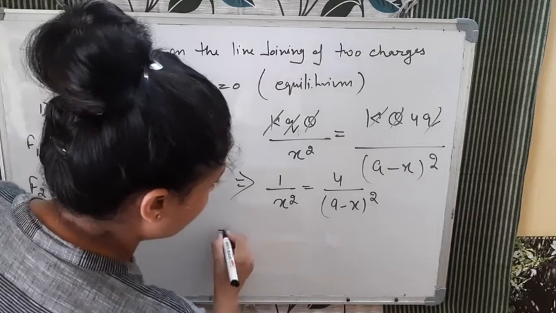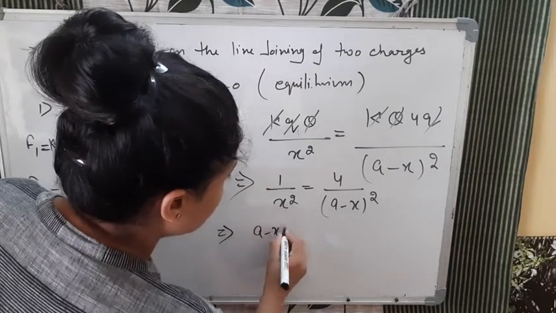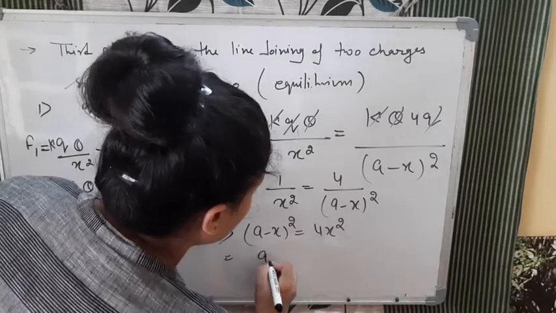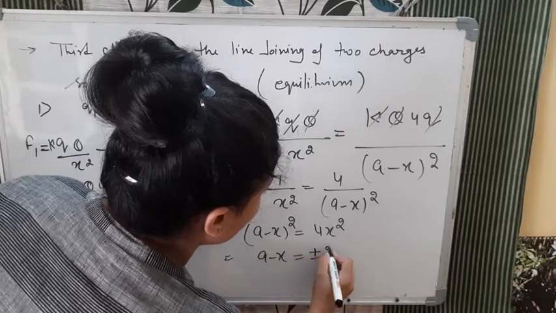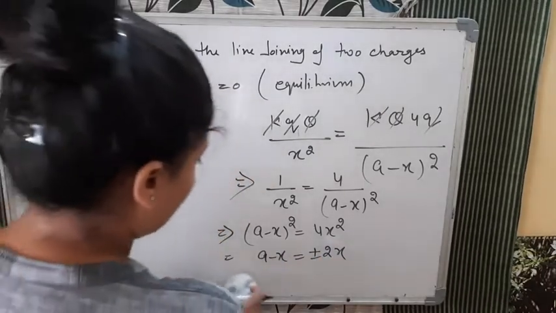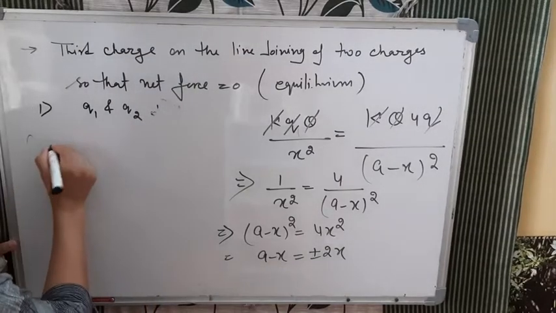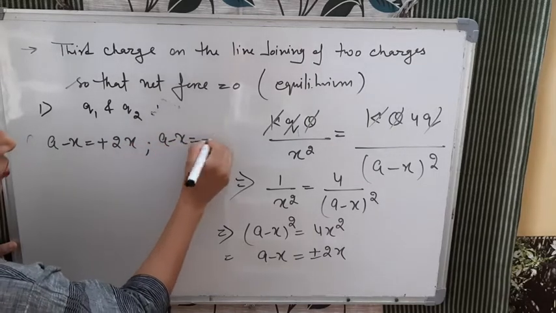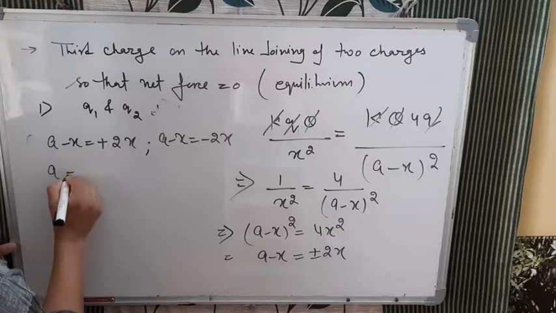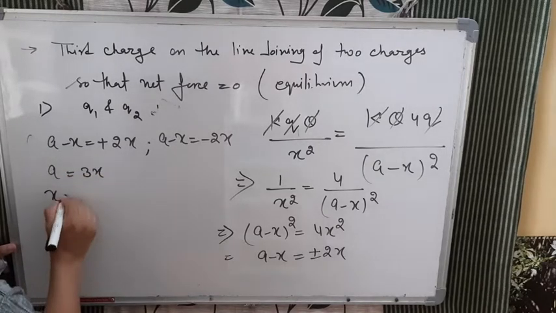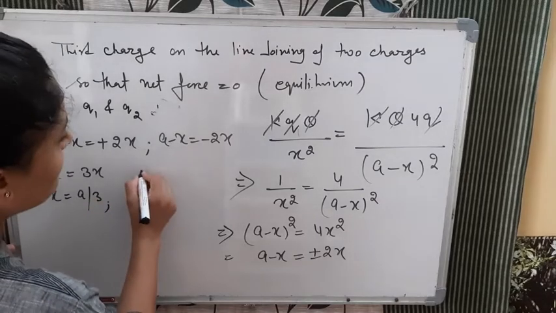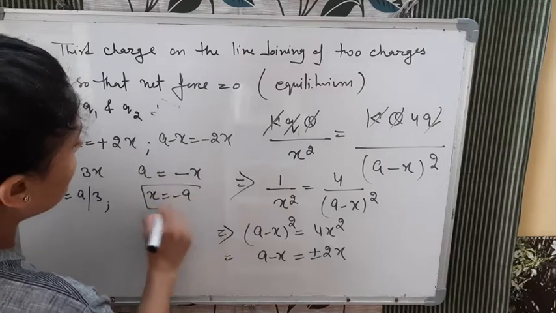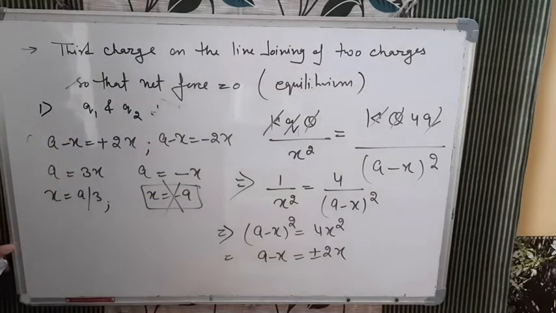How will you solve? See. Take this one to this side, A minus X whole square is equal to 4x square. We can say A minus X is equal to plus minus 2x. So what result will you get from here? It will come A minus X is equal to plus 2x and A minus X is equal to minus 2x. So from here we will get A is equal to 3x, or we can say X is equal to A by 3. And here we will get A is equal to minus X, or we can say X is equal to minus A. Now see, this option is not possible. X is equal to minus A, this is not possible.